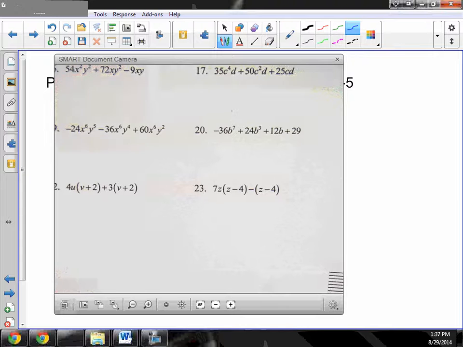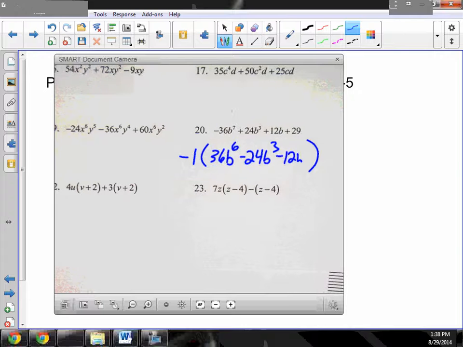What is the leading coefficient? Negative. And it said if the leading coefficient is negative, pull it out. Can we pull out a negative and nothing else? Is it okay to write negative parenthesis? Yeah, that's fine, because all you're really doing is pulling out a negative 1. And is pulling out a 1 going to change anything? No. So that would be 36b^6 minus 24b^3 minus 12b minus 29.